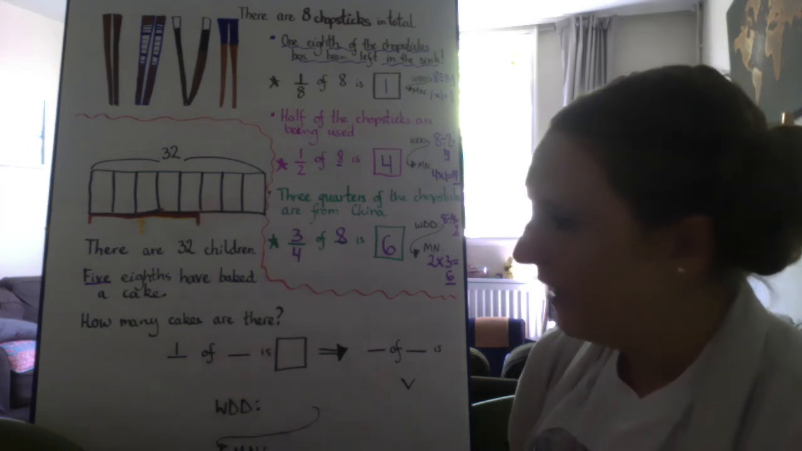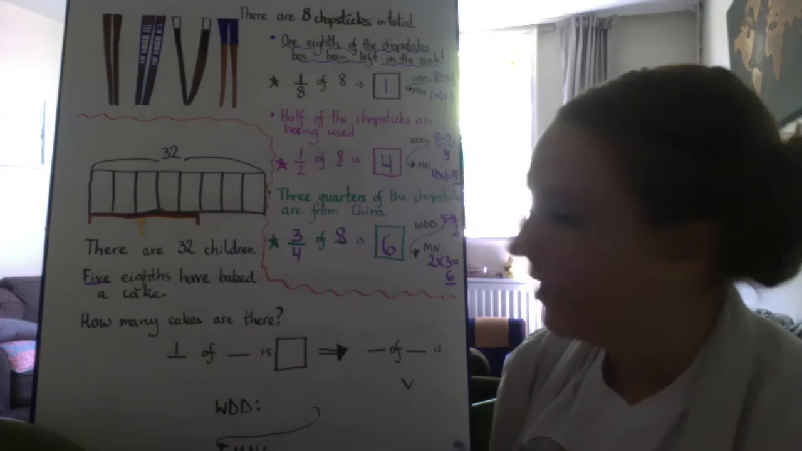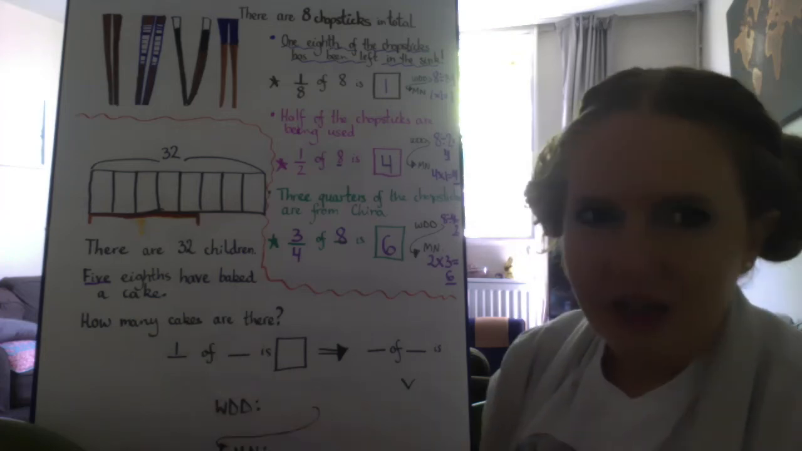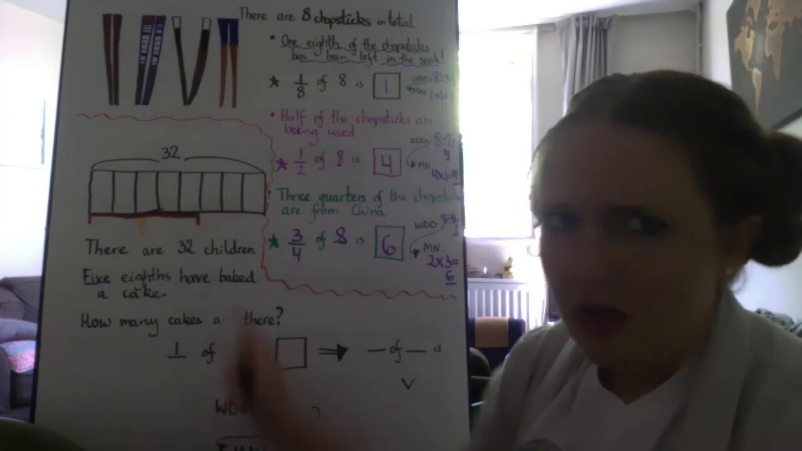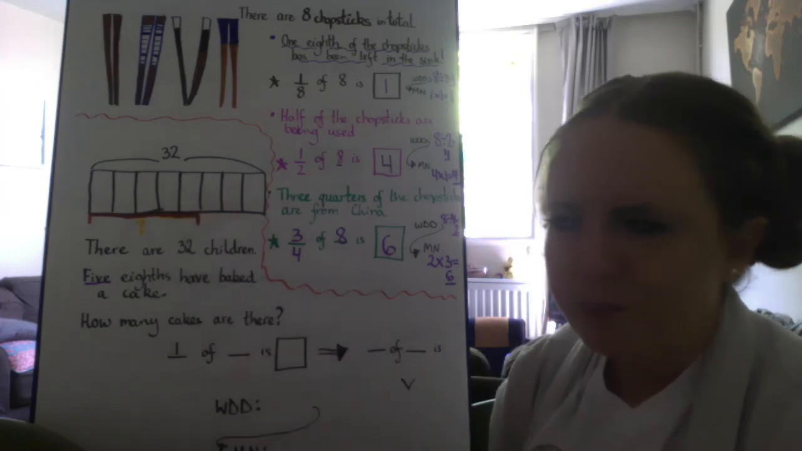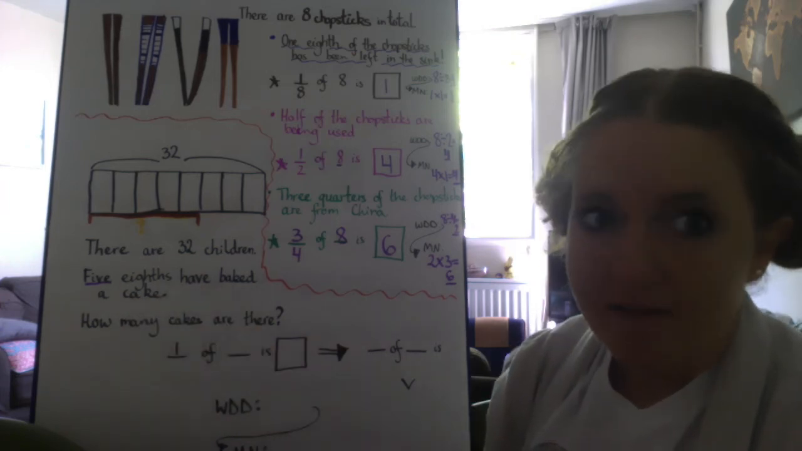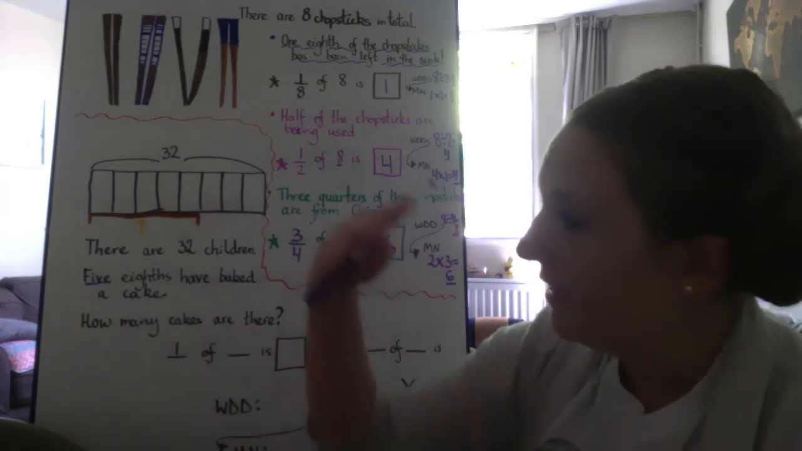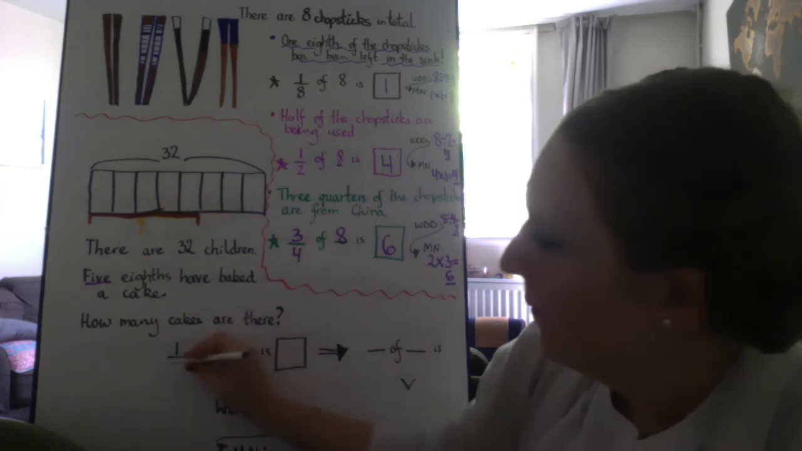Now today, it's good practice to first find your unit fraction. So what would my unit fraction be here? Would it be 1/32 or 1/8? Well, look at the question again. It's asking for 5/8. So to get to that step, first you want to find 1/8.